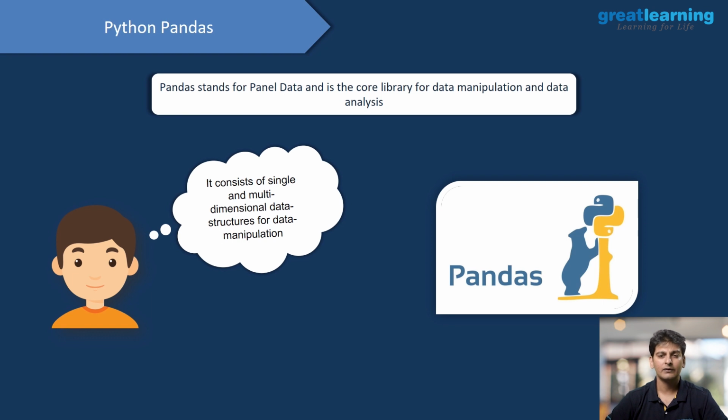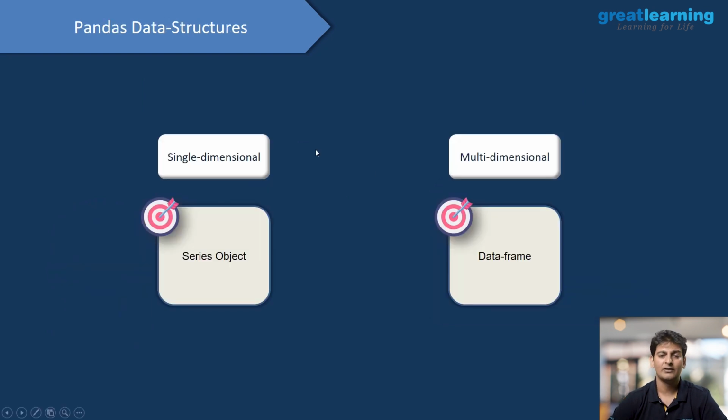So Pandas stands for panel data, and it is the core library for data manipulation and data analysis. As NumPy provides us a multi-dimensional array, similarly, Pandas provides us a multi-dimensional data structure for performing various data manipulation operations. So it provides us both a single dimensional data structure and a multi-dimensional data structure. As we see over here, the single dimensional data structure is called the Series object, and the multi-dimensional data structure is called the DataFrame. And we'll mostly be working with DataFrames in Python.